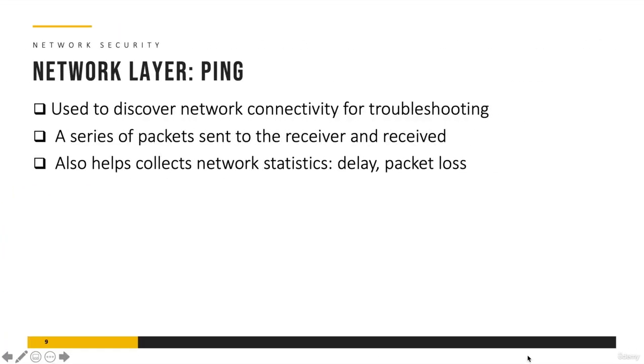One of the most popular uses of the ICMP protocol is in the ping utility. It's a widely used tool to discover network connectivity issues and for troubleshooting. So the basic idea is that the ping utility sends a number of packets to the destination that you specify, and then these packets get bounced back. Once you receive these packets back, you can infer the number of packets lost, the delay between your system and the destination that you specified, and lots of other useful stuff.